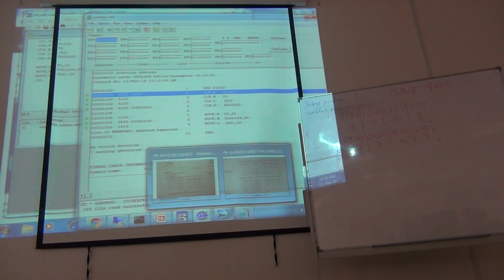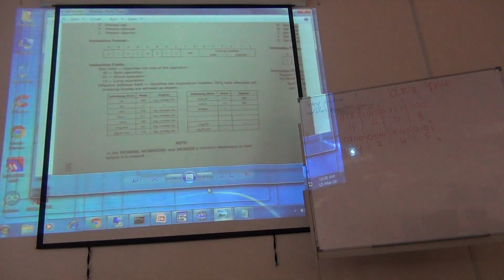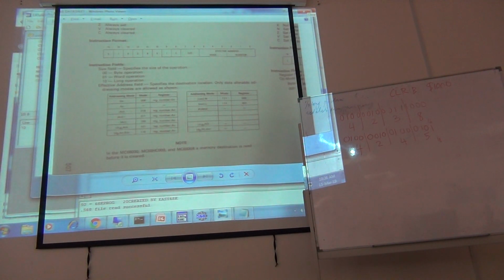Clear.long (A2). Clear.long (A5). This is the first.